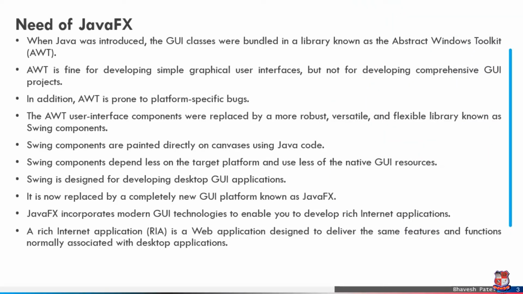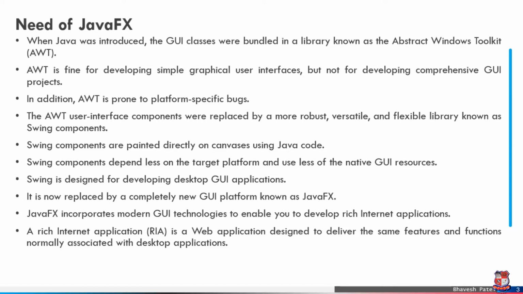When Java was introduced, the GUI classes were bundled in a library known as the Abstract Window Toolkit. AWT is fine for developing simple graphical user interfaces, but not for developing comprehensive GUI projects. In addition, AWT is prone to platform-specific bugs.